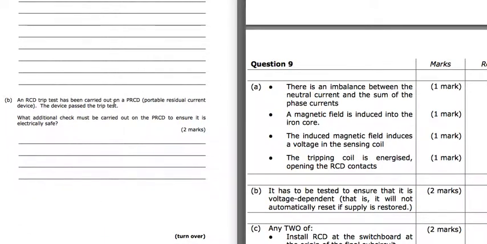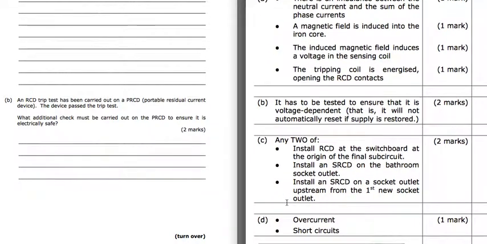An RCD test has been carried out on a PRCD, so portable residual current device. The device passed the trip test. What additional checks must we carry out? Well, we need to make sure that it's voltage dependent, that it won't automatically reset once the supply is put back on. So if we lose the supply, the PRCD should trip out, and when the supply comes back on, it should not come back on. It needs to be manually reset.